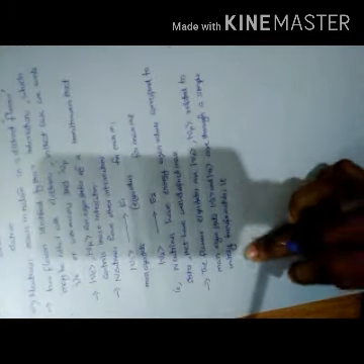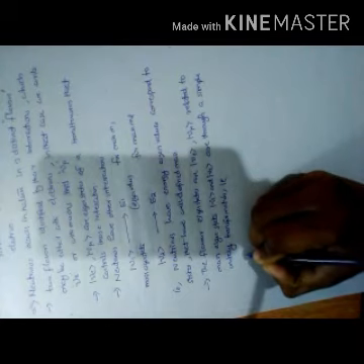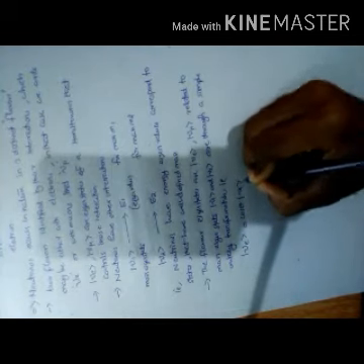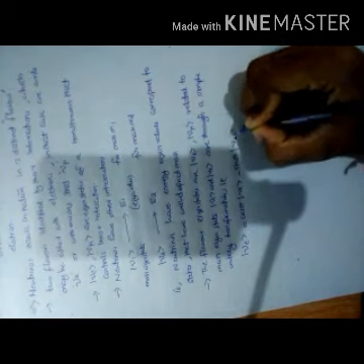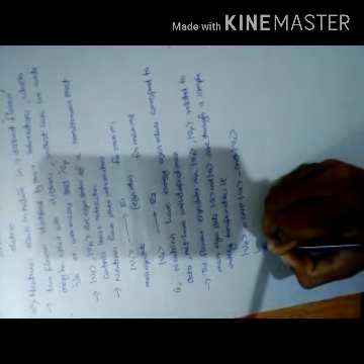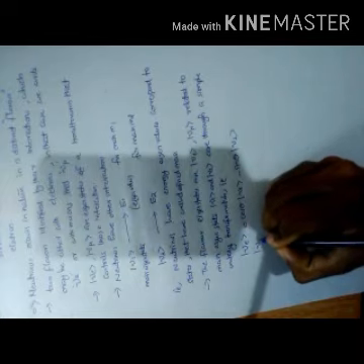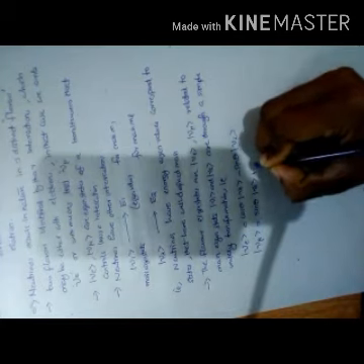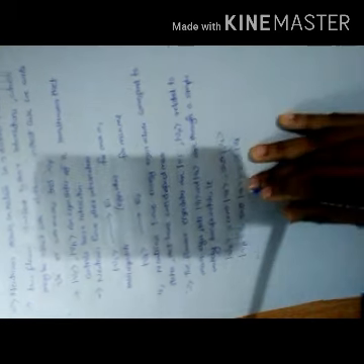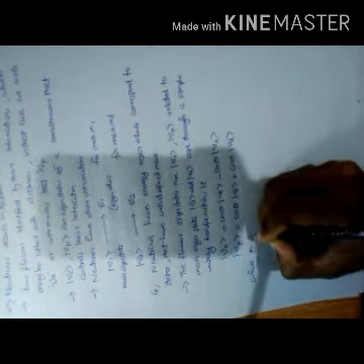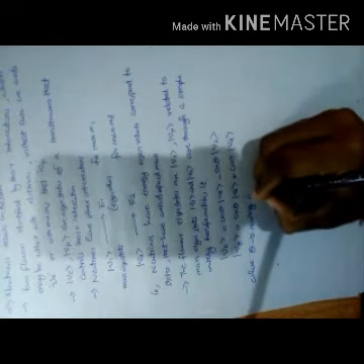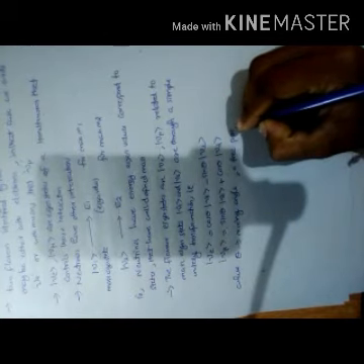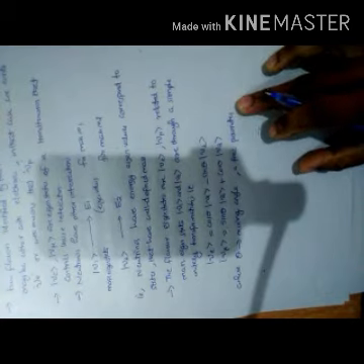That simple unitary transformation is given by ket nu e equals cos theta ket nu 1 minus sin theta ket nu 2. And for muons the unitary transformation is ket nu mu equals sin theta ket nu 1 plus cos theta ket nu 2, where theta is the mixing angle. Theta is called the mixing angle. It's a free parameter. It can be determined only through experiment.